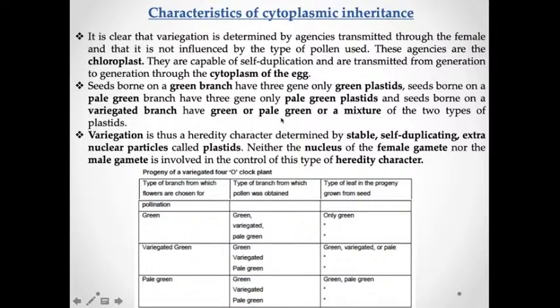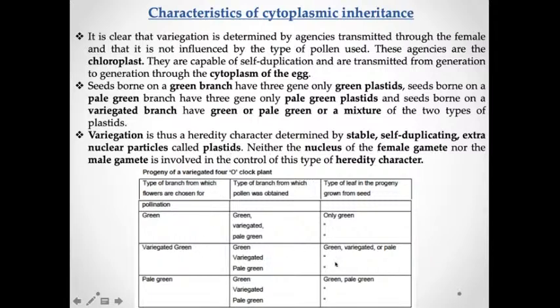So these agencies are chloroplasts. They are capable of self-duplication and are transmitted from one generation to another through the cytoplasm of the egg. So seeds born on the green branch have green plastids only. Seeds born on the pale green branch have pale green plastids only. Seeds born on the variegated branch will have green, pale, or a mixture, that is variegated, of the two types of plastids. So variegation is thus a hereditary character determined by self-duplicating extranuclear particles called plastids.